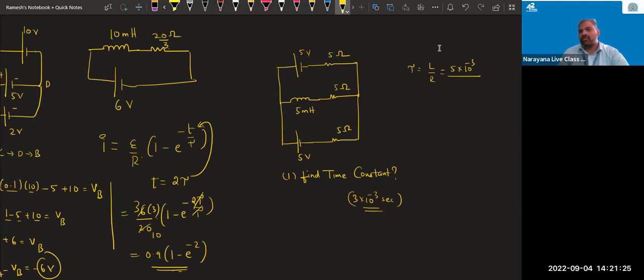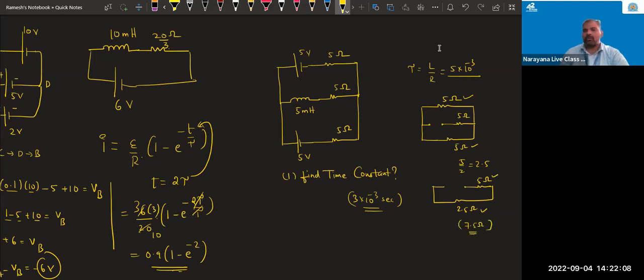Means remove the cells also. So this is 5 ohm. You have to short the inductor. What is this? 5 ohm. And you have to remove the cell also. This is 5 ohm. Now this 5 ohm and this 5 ohm are in which combination? Parallel, no? So 5 by 2 means 2.5 ohm. Understood? If you simplify this, this is 5 ohm and this is 2.5 ohm. Net resistance 5 plus 2.5 is 7.5 ohm. Correct or not? So net resistance is 7.5 ohm.